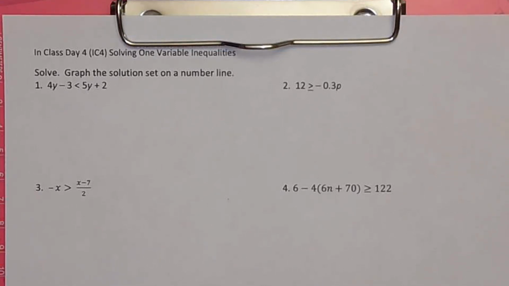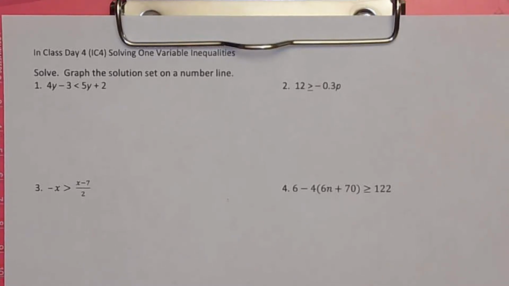Okay, this is a video for in class today, 9/22, solving one variable inequalities. We're going to solve and graph the solution set on a number line. What you're going to do is get your variables on one side and numbers on the other side, and make sure that if you are dividing or multiplying by a negative number, you flip your signs.